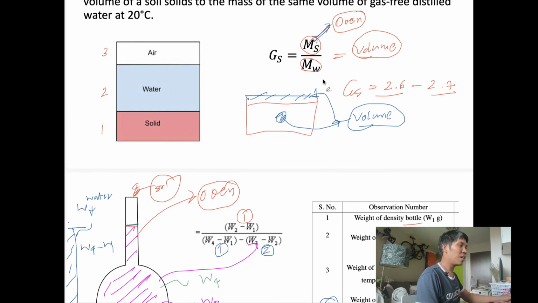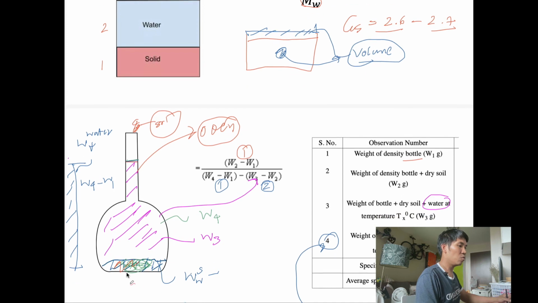And the second part is the volume of the water. How can you obtain the volume of the water? You just put the soil into the pycnometer and the water rises up, and you can calculate the volume of the water by using this equation. After that, you use the upper part divided by the lower part, and you can get the value of specific gravity.